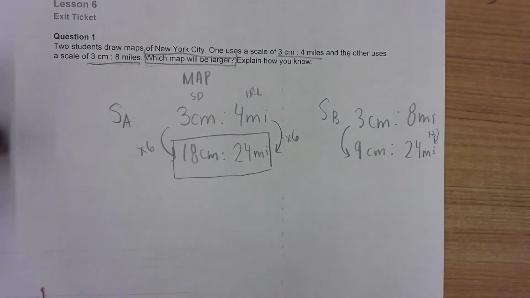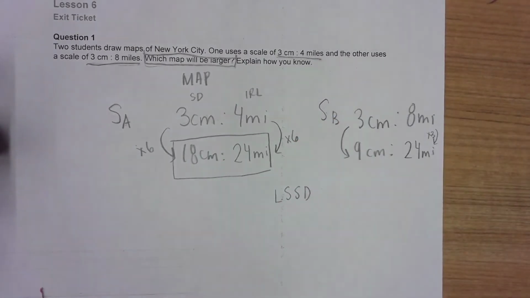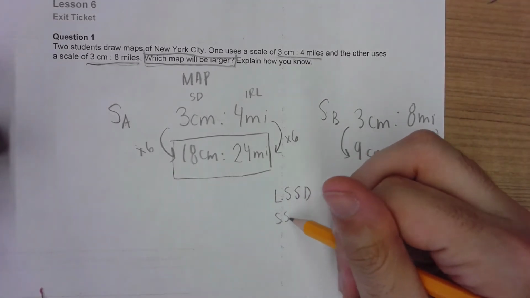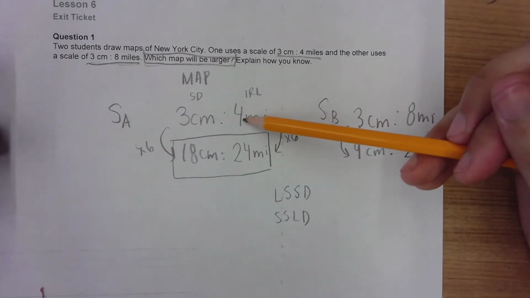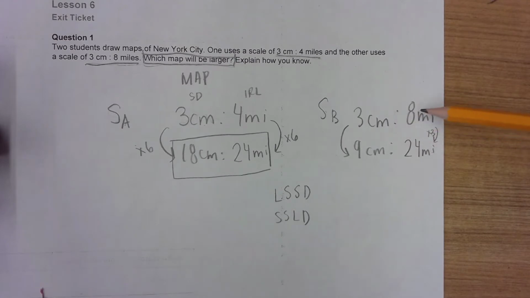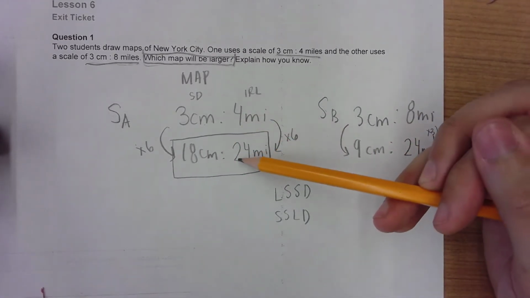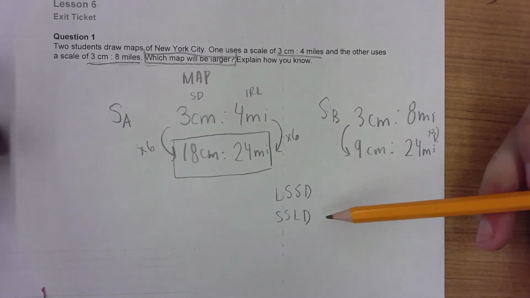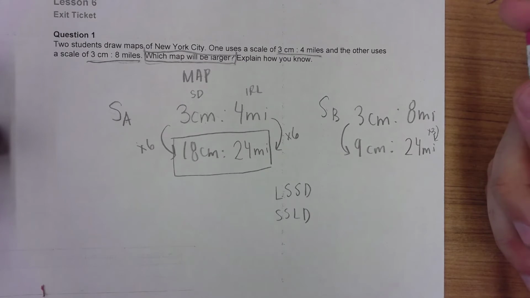Now, a very quick shortcut that scholars like to use is the acronym: the larger the scale, the smaller the drawing, which can also be the smaller the scale, the larger the drawing. We understand that Scholar A had a smaller scale because 3 centimeters represented less than 3 centimeters in student B's. So this one would have a smaller scale, meaning it would be a larger drawing. However, that is not sufficient to write into your answer. It is not a proper explanation.